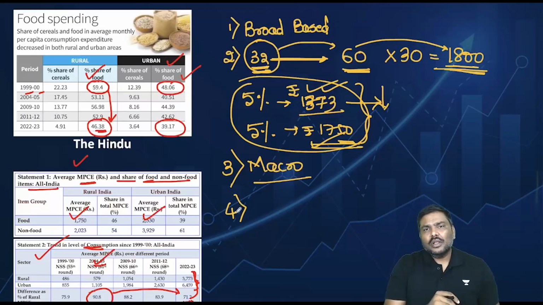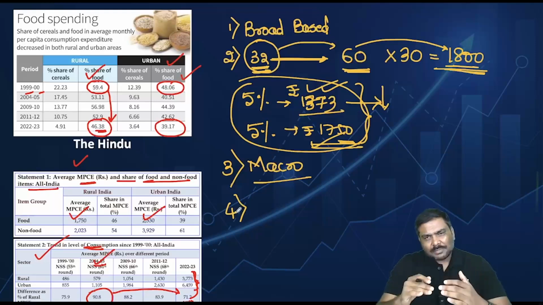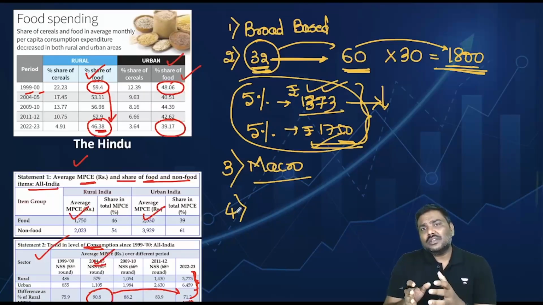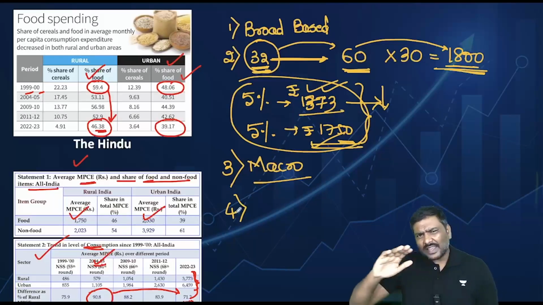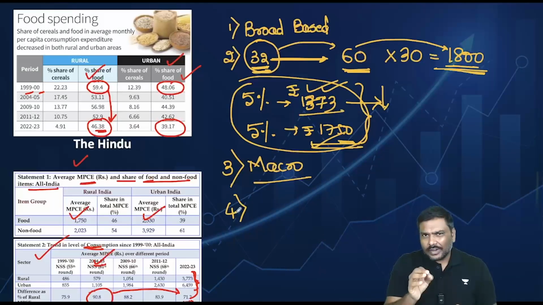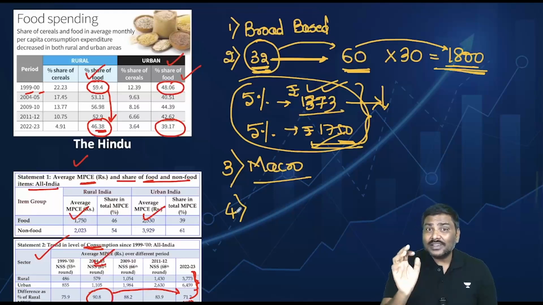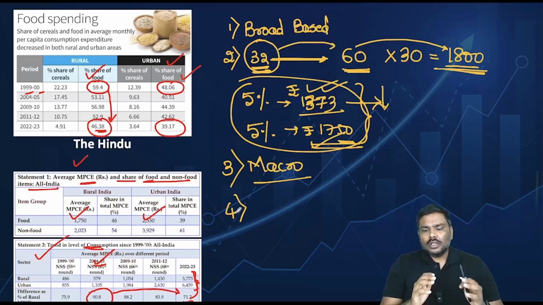Point number one, no doubt, as per the survey, the expenditures of rural households and urban households have increased. But having said so, as per various other data sets, even today, 16% of India's population is undernourished.